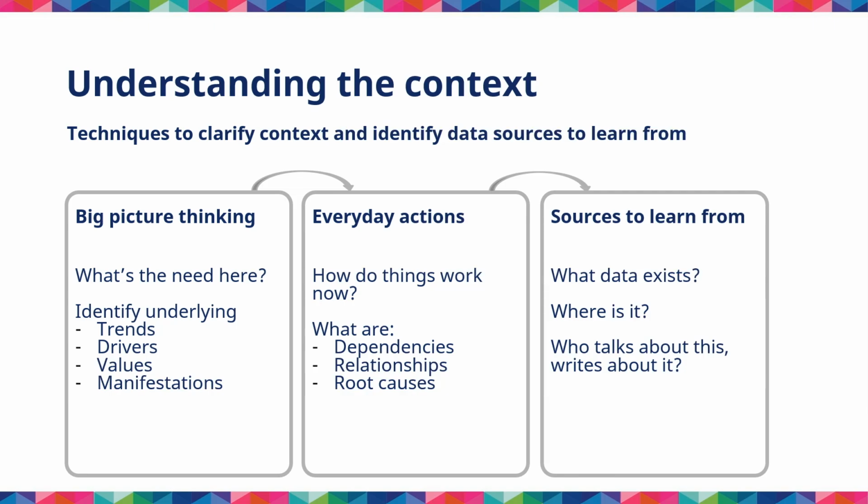So what are the underlying trends, the drivers, the values, the manifestations? How do things work now? What depends on what? Where are the root causes, relationships? That can then help you work out how you can find out some more about that. If you start thinking about relationships and dependencies and how things operate now, start thinking who's writing about this thing that I'm going to land whatever I'm building into, what data exists already.